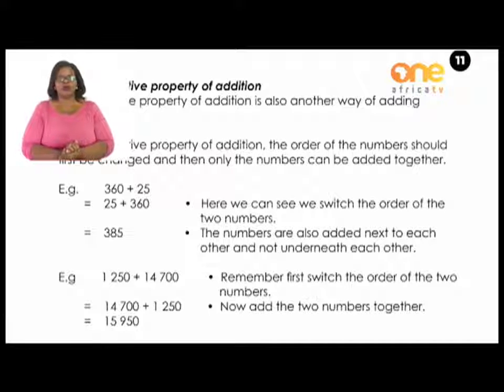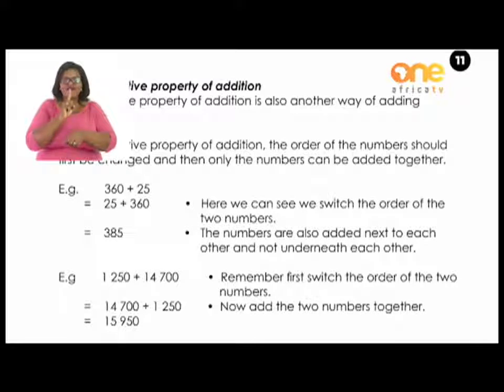Guys, let's try another example. 1,250 plus 14,700. Let's read. Remember, first switch the order of the two numbers. So we cannot add it yet. We first need to switch the order. Now let's switch the order.